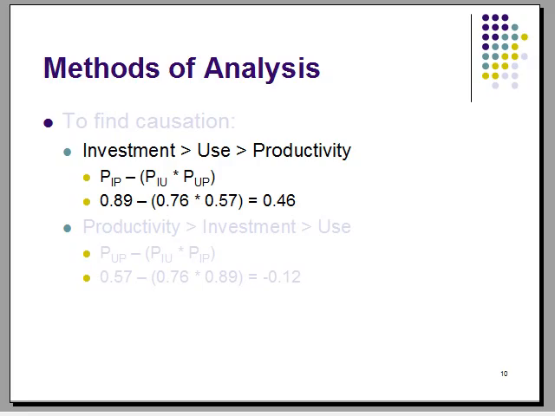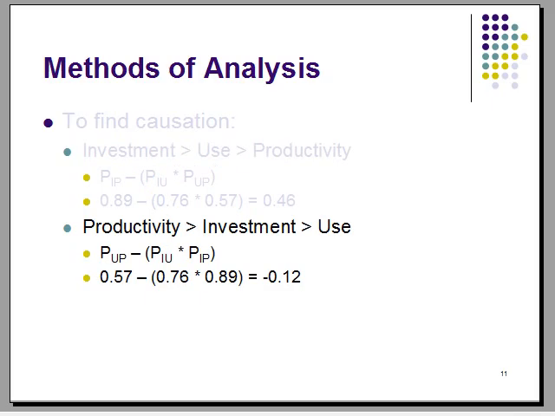For the first possible relationship, investment causes use, which causes productivity, we must take the correlation between investment and productivity and subtract the product of the correlations between investment and use and productivity. This equals 0.46.